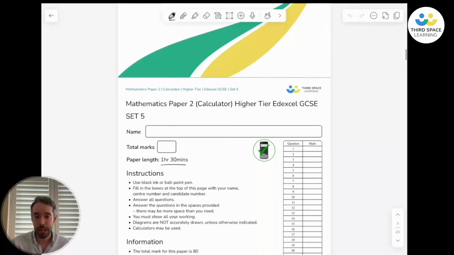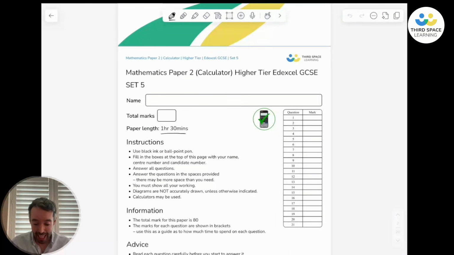So this paper, calculator paper, is 1 hour and 30 minutes in length. Now we're going to spend a bit longer than that today because we're going to go into it in a little more detail. We're going to break down the questions, talk about it, and then go through where those all important marks come from. So what you'll need is a pen, a calculator, a ruler and a pencil. All the usual lovely math stuff. Let's go through it. You ready?